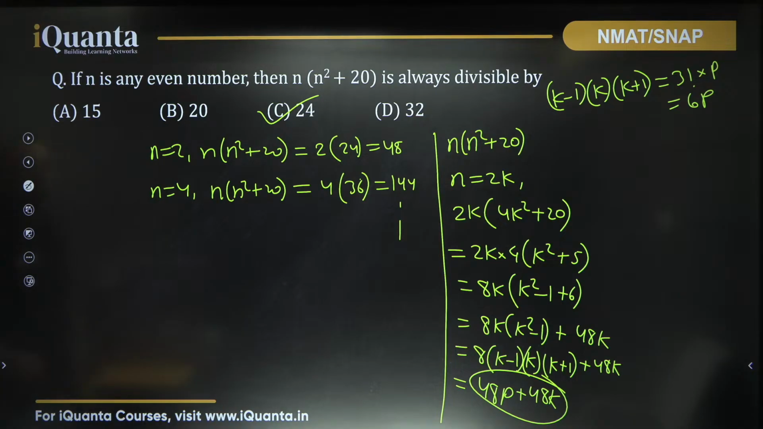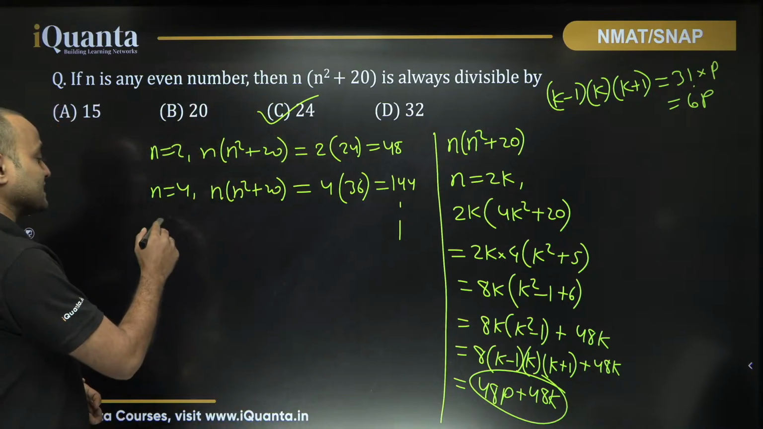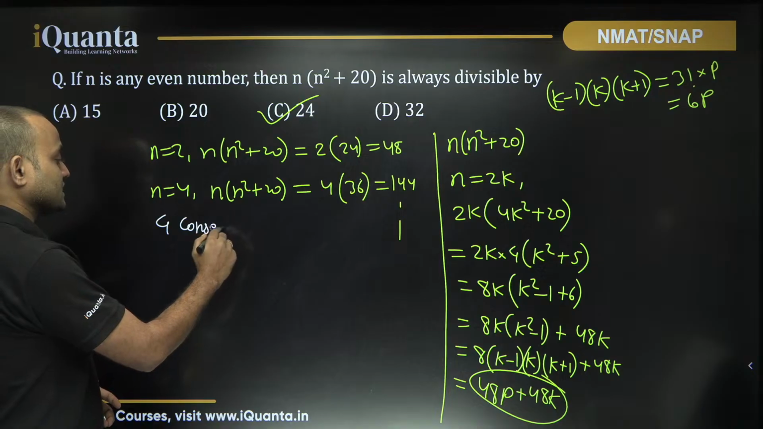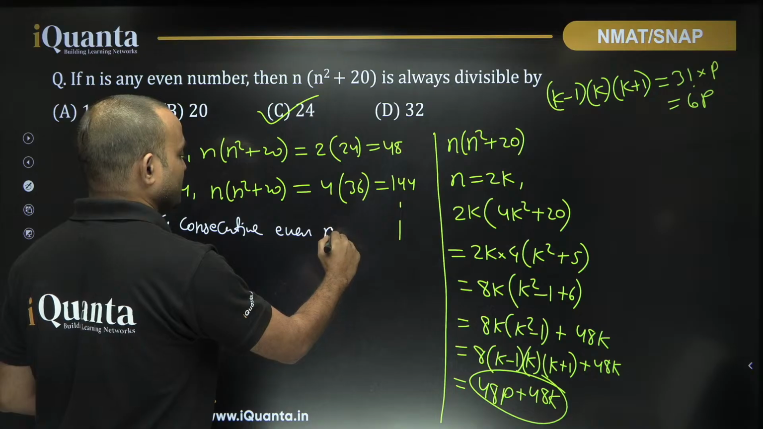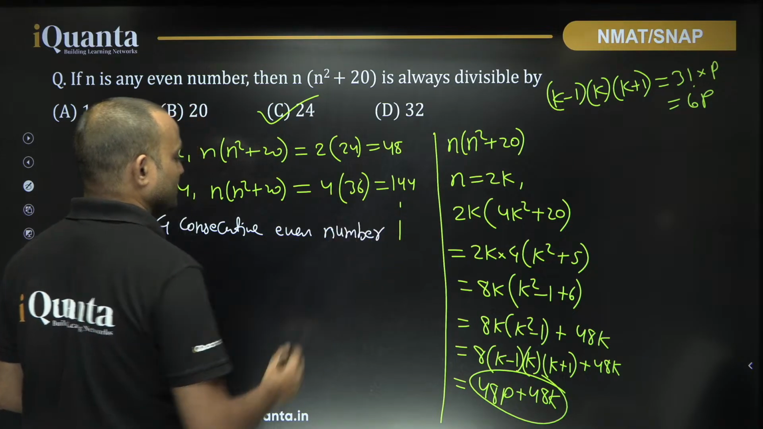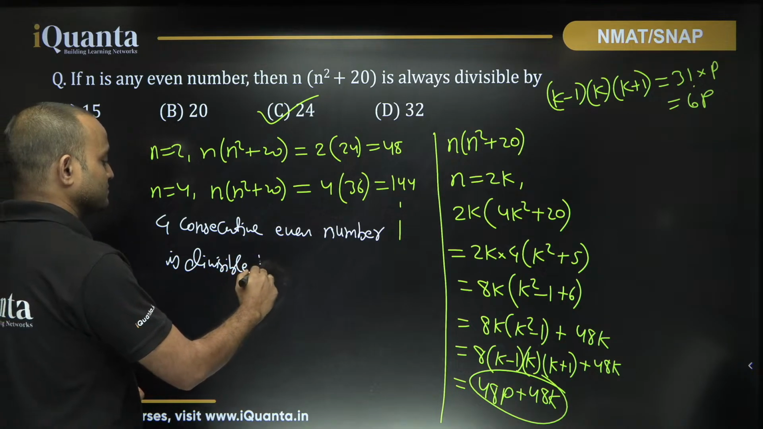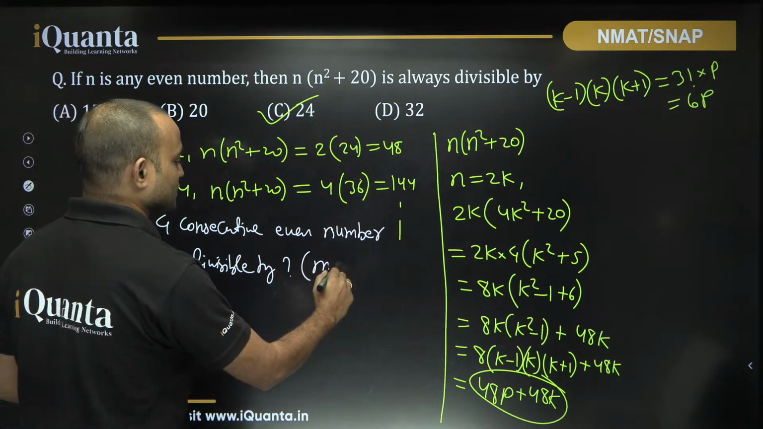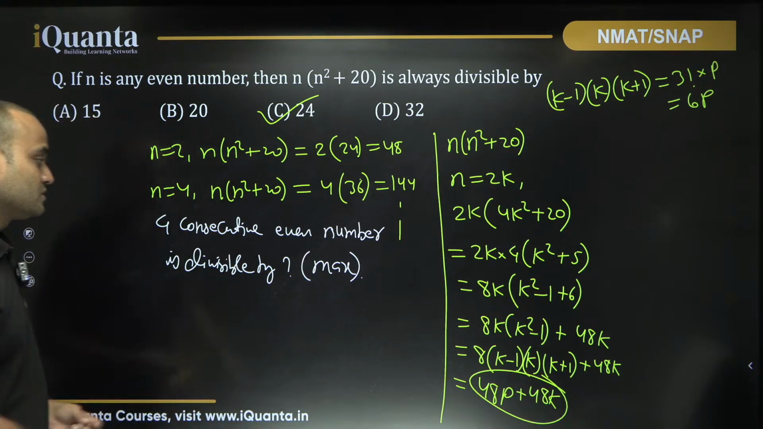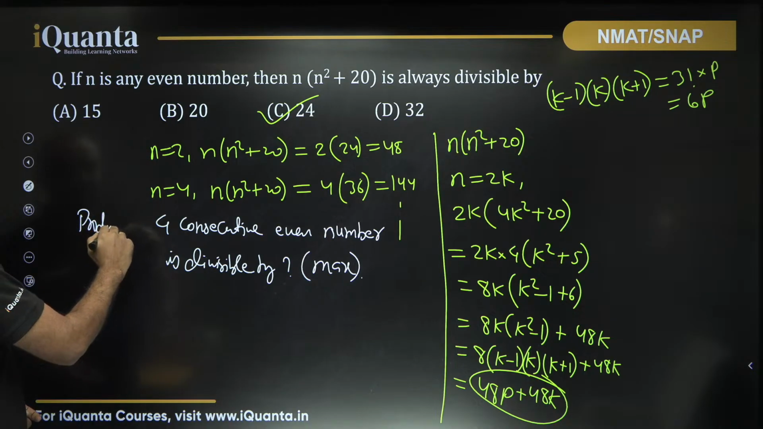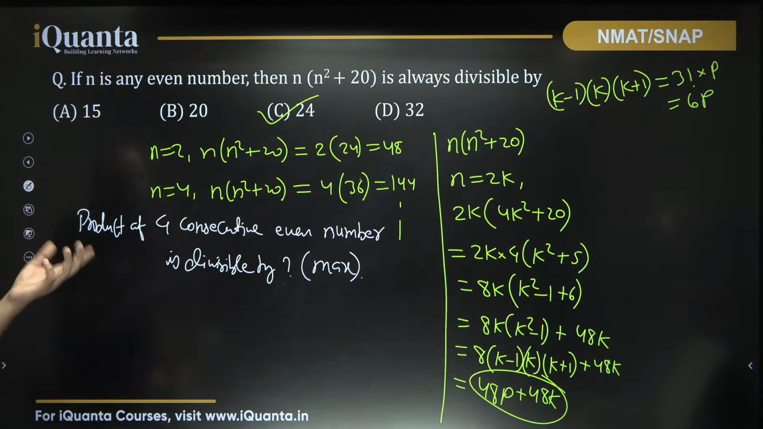Okay, let me give you a question: the product of 4 consecutive even numbers, 4 consecutive even integers, is divisible by... You need to tell me the maximum value that divides the product of 4 consecutive even integers. Try to generalize. If you can tell a lesser value too, that's good, but try to generalize this.